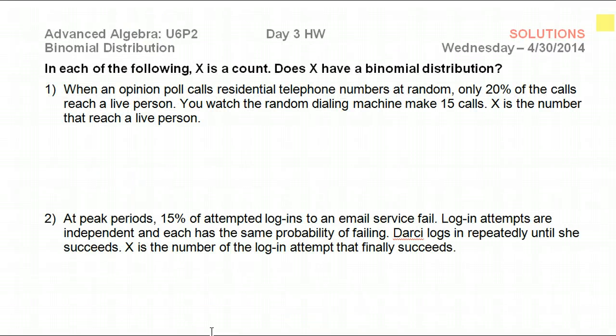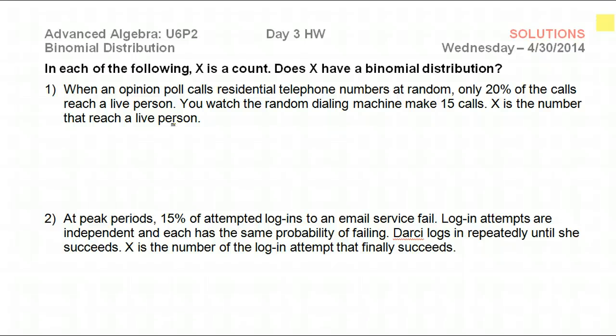Okay, so looking at problem number 1, we need to decide if this has the binomial setting. When an opinion poll calls residential telephone numbers at random, only 20% of the calls reach a live person. You watch the random dialing machine make 15 calls. Okay, if X is the number of calls that reach a live person.